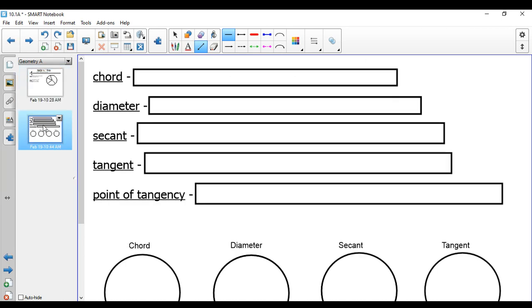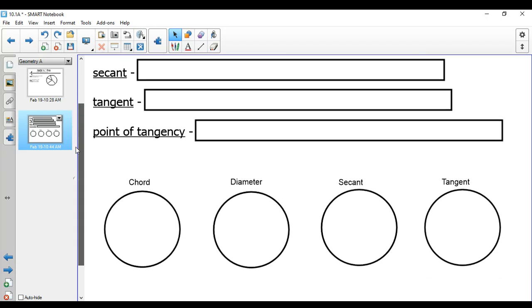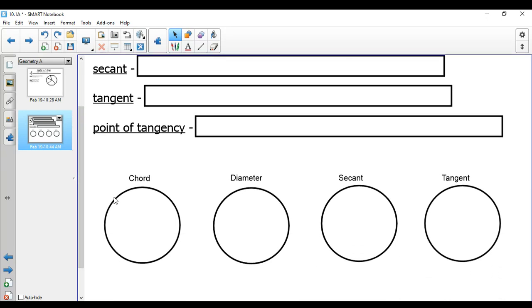All right, there are several other terms that you need to know about a circle. One of them is a chord. So a chord is a segment that connects 2 points on the circle. So if we're going to go down here to our circle, to draw a chord, all we have to do is draw any 2 points on the circle. They can be anywhere on the circle. And the chord is the segment that connects those 2 points. So it would look like that.